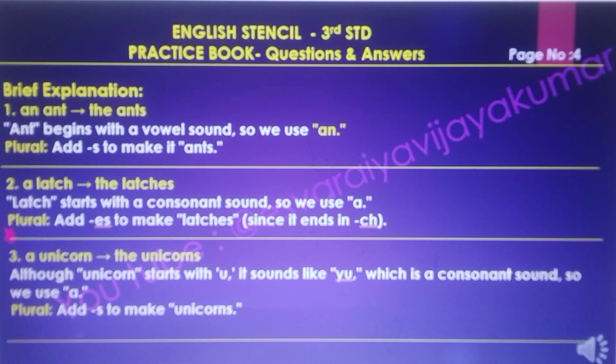Second, a latch, the latches. Latch starts with a consonant sound, so we use a. Plural, add es to make latches since it ends in ch. Third one, a unicorn, the unicorns. Although unicorn starts with u, it sounds like yu, which is a consonant sound, so we use a. Plural, add s to make unicorns.